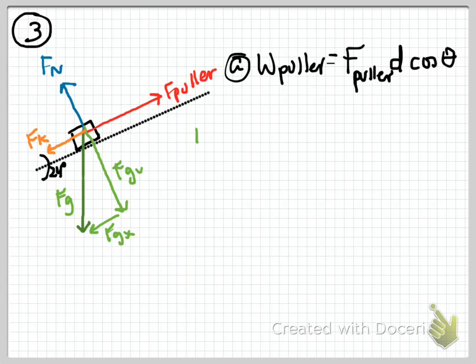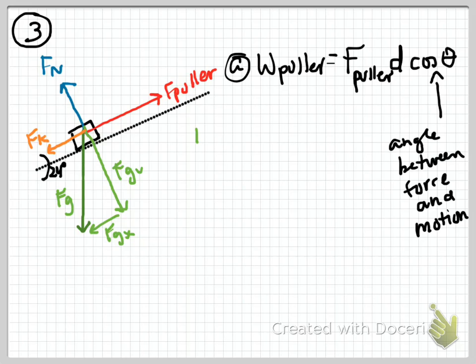Okay, so the work done by the puller is just the force the puller is exerting times the distance that the puller is pulling the object times cosine theta, and this is where most people made their mistake. That theta is the angle between the force being applied and the motion of the object. So it's not the 24 in this case. In this case, it's 0. It's cosine of 0 because the puller is applying force in the same direction that the object is moving. So that's the key piece.